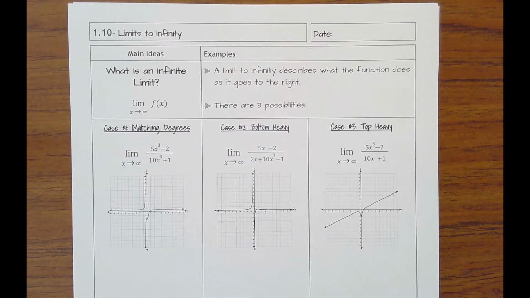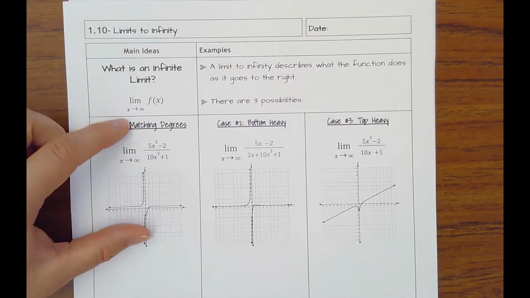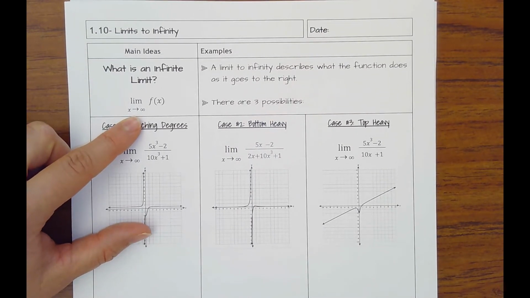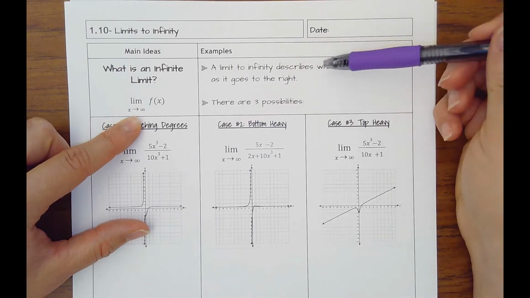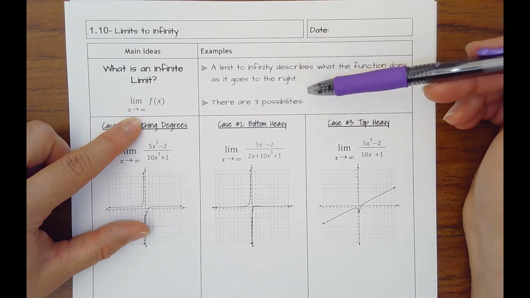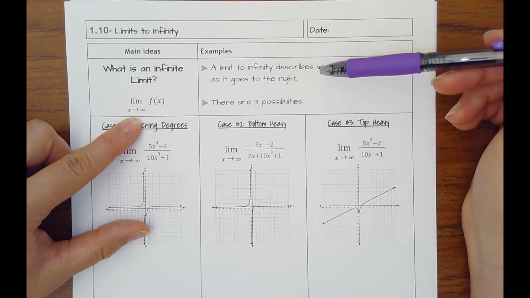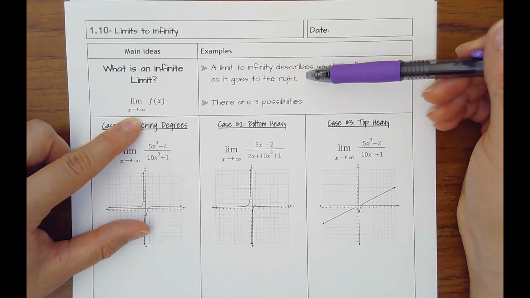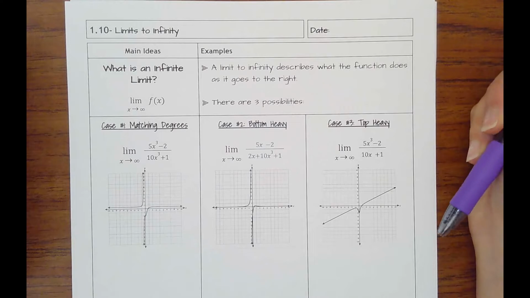1.10 limits to infinity. What is an infinite limit? We've already talked about it. An infinite limit is a limit as x goes to infinity. What it's saying is it's describing what the function does as it goes to the right in this case. If it was negative infinity, it's what it's doing as it goes to the left forever. And there's three possibilities here.